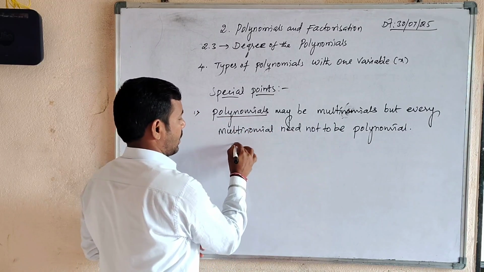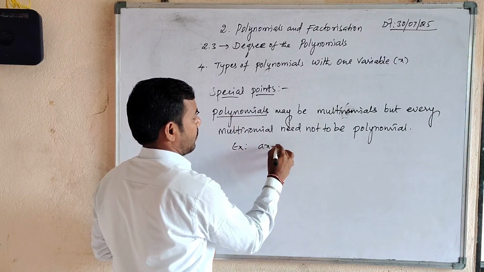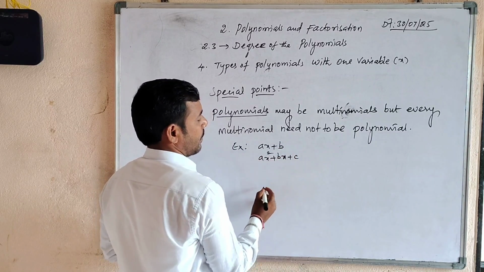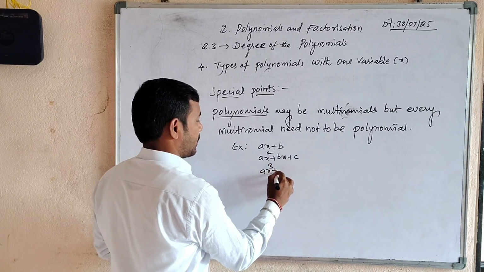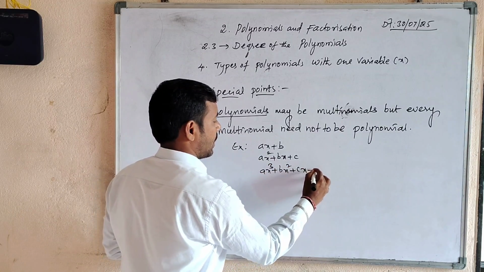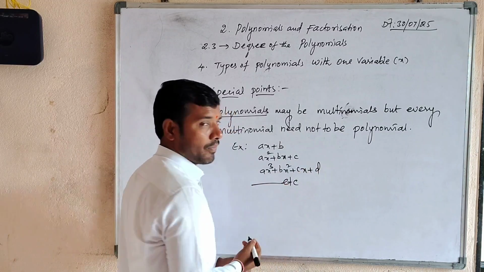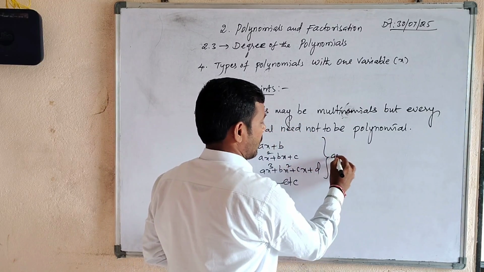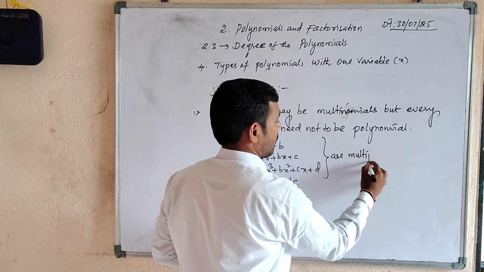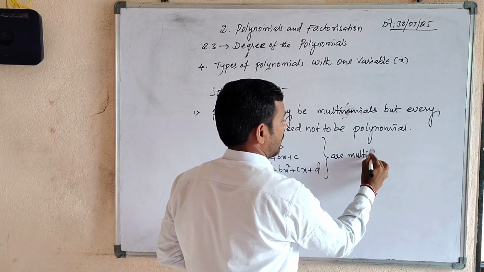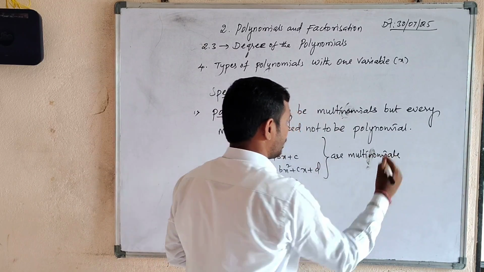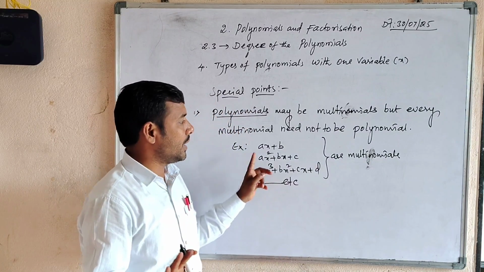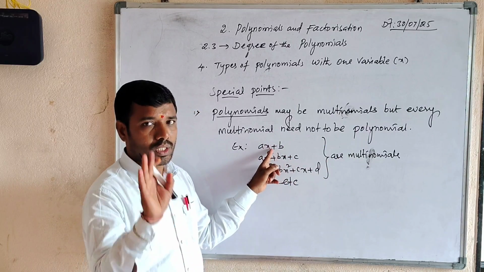Polynomials, suppose ax plus b, ax square plus bx plus c, now ax power 3 plus bx square plus cx plus d. Like this, you can write many. These are polynomials, and maybe they are multinomials also. Why? These are the best examples of polynomials, no doubt. Why are they multinomials? Because there are more terms here. That's why it is multinomial.